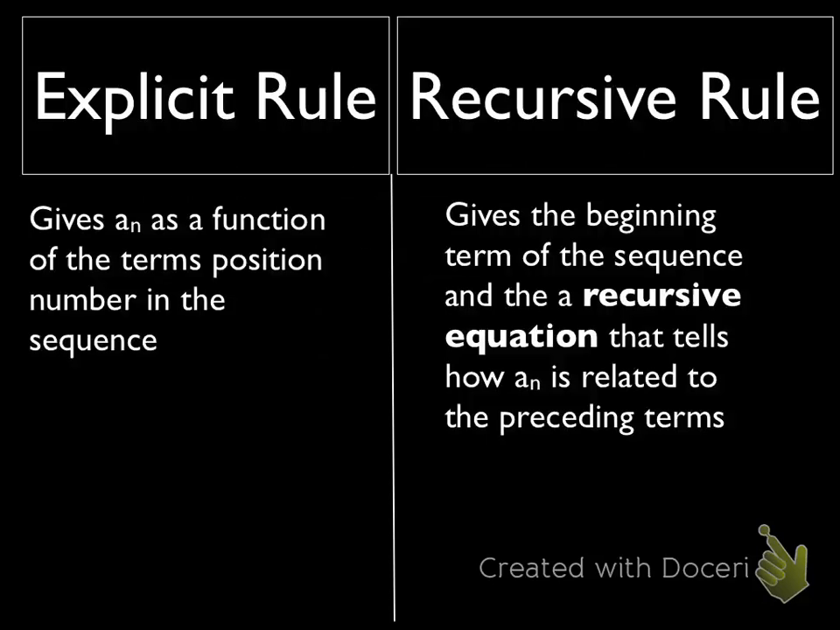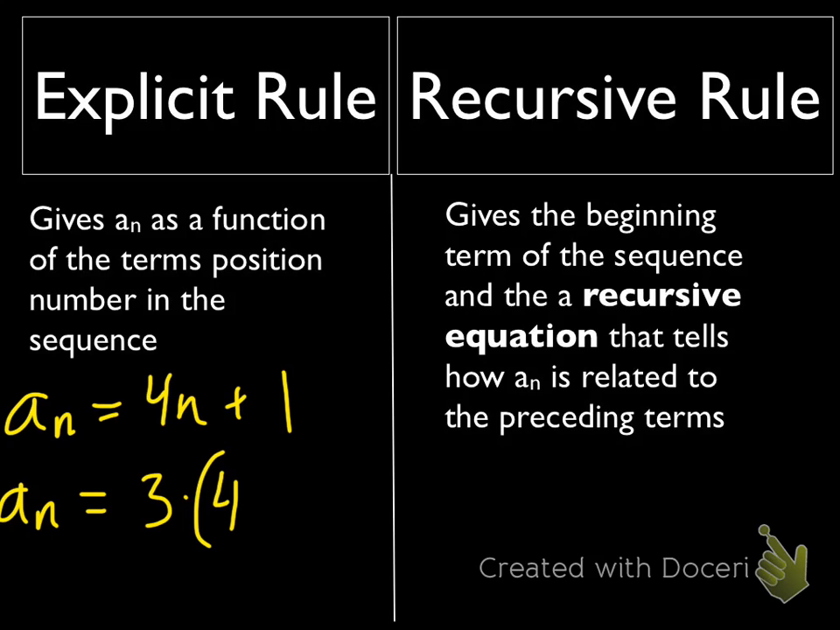Things like a sub n equals 4n plus 1, or a sub n equals 3 times 4 raised to the n minus 1. Those were explicit rules. Recursive rules, on the other hand, give the beginning term of the sequence, so we need the first term, and then some sort of recursive equation that tells us how we get a sub n. So it's a little bit more complex. We need two things: the first term, and that recursive equation to give us the rest of the terms. I think once you see an example, that'll become a little more clear.